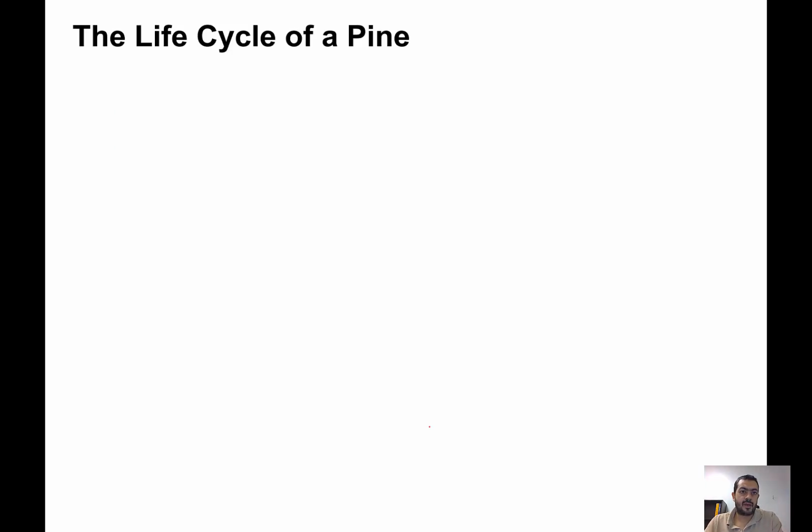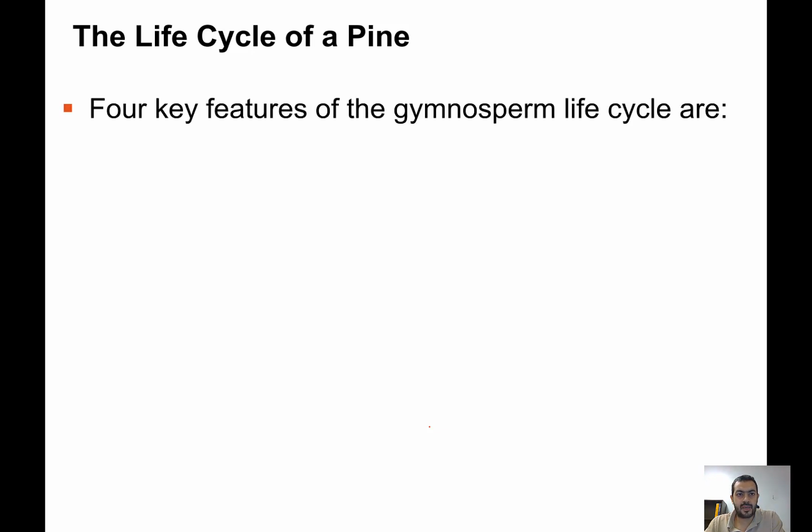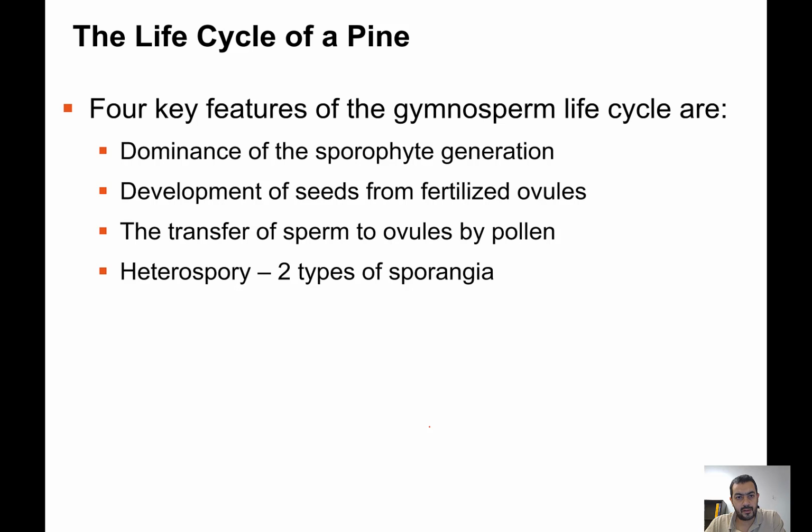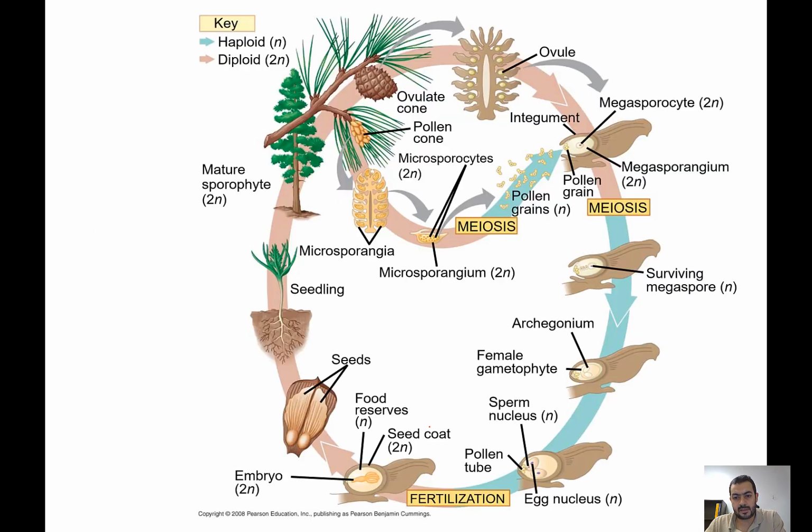If we move on to the life cycle of a pine as an example of the gymnosperms, we'll find four key features. This includes the dominance of the sporophyte generation, development of seeds from fertilized ovules, the transfer of sperm to ovules by pollen, and the heterospority, or the presence of two types of sporangia. So let's highlight that in this life cycle.